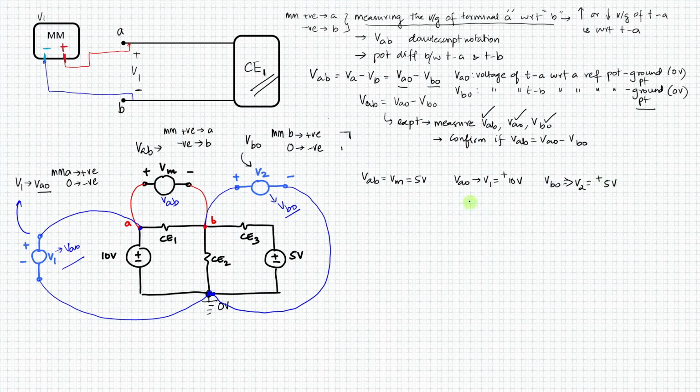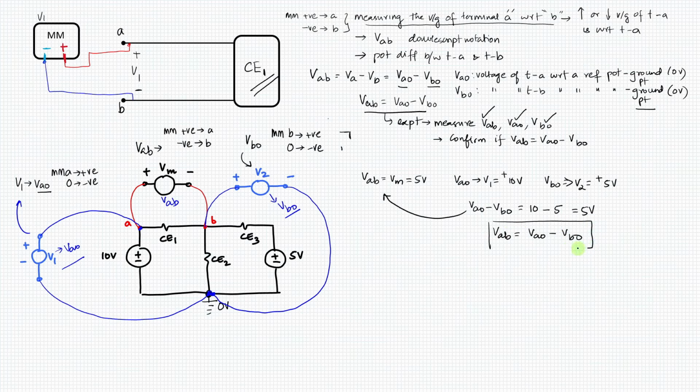Let us find VA0 minus VB0. What are we trying to do? We are going to try to validate this relation. So VA0 minus VB0 is equal to 10 minus 5 volt, which is equal to 5 volt. Clearly you can see VA0 minus VB0 is equal to VAB. So we have proved that VAB is nothing but VA0 minus VB0.